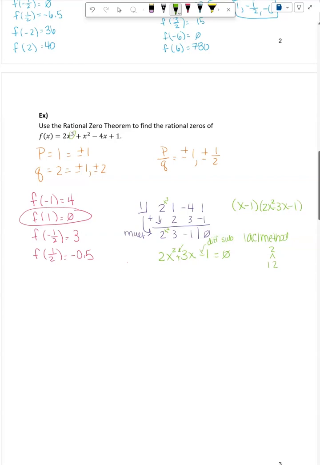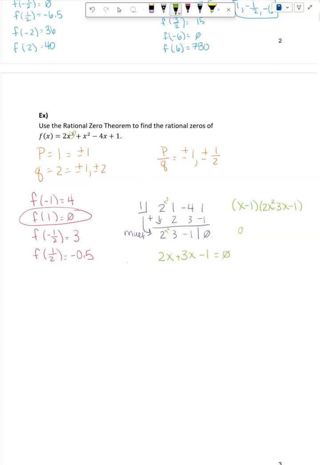And this sign says that the larger one gets the plus. So this would be plus 2x squared plus 2x minus 1x minus 1. These combined do not make 3, right? That makes 1x. So we're going to have to use the quadratic formula.